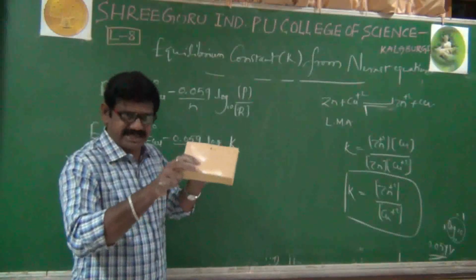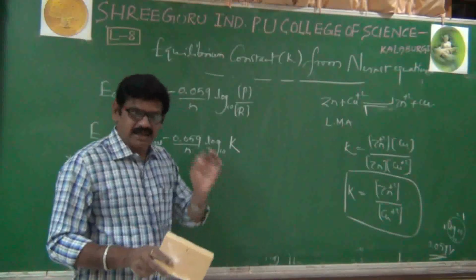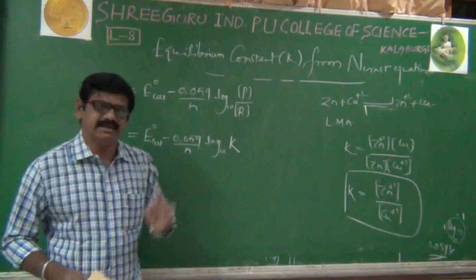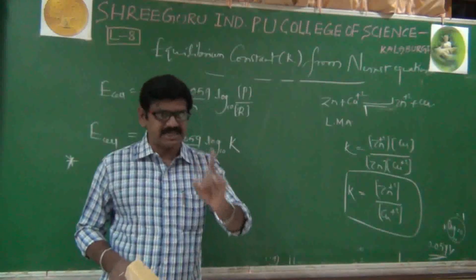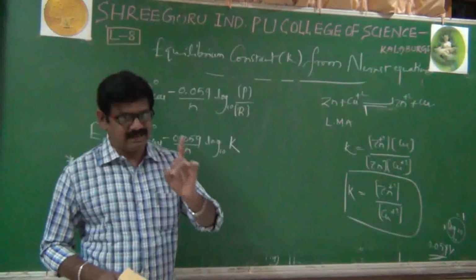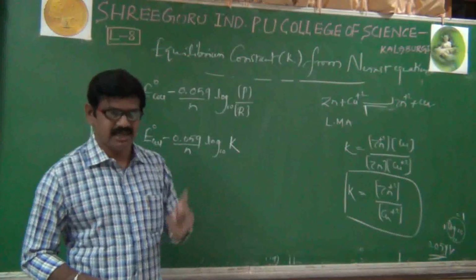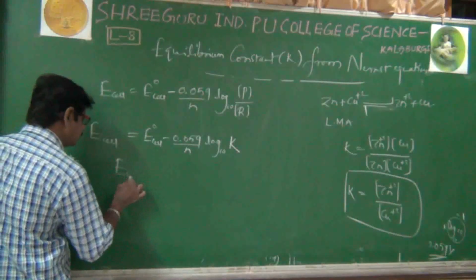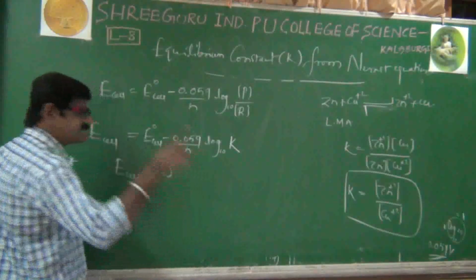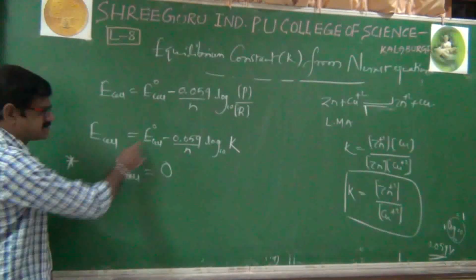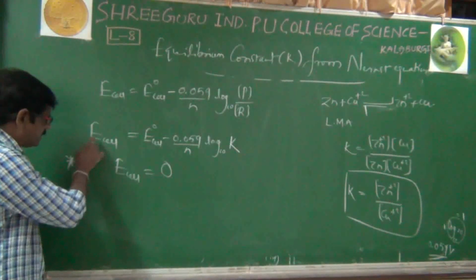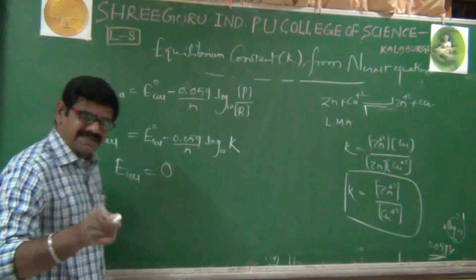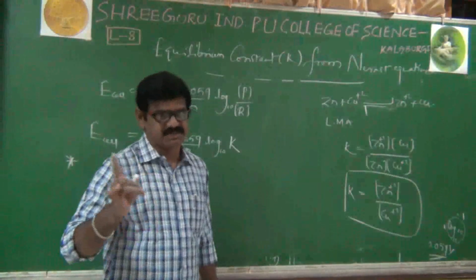If both concentrations remain constant, then in that moment the cell potential becomes zero. The cell will not work. Remember, cell potential drops to zero. Therefore, E cell is equal to 0. Remember, it is not E naught cell. Cell potential becomes 0 at the equilibrium stage.